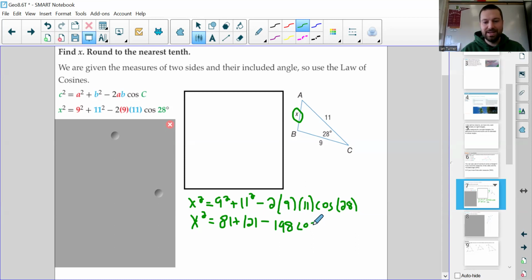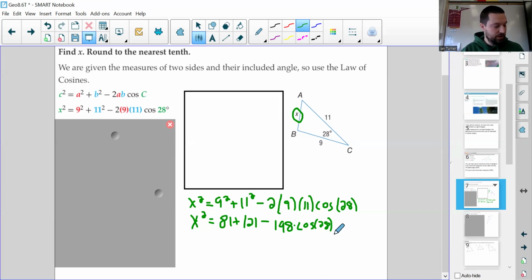Now here's a mistake I see all the time, kiddos. These are still being multiplied. Remember, cosine of 28 is a number. So many people will add these two and then subtract the 198. Do not do that. It's being multiplied. You cannot do that, okay?